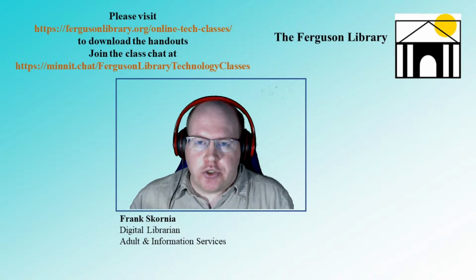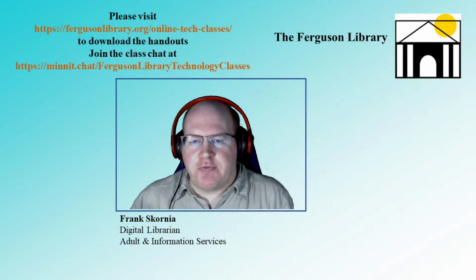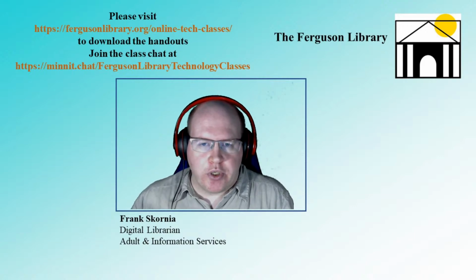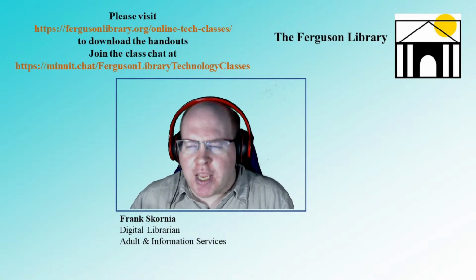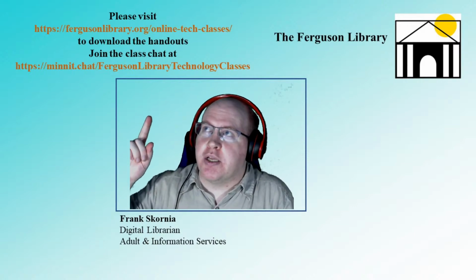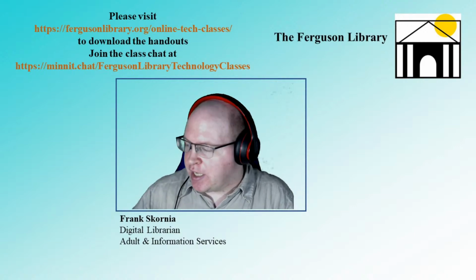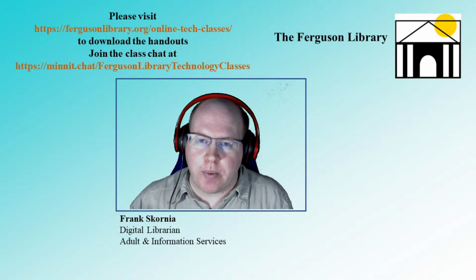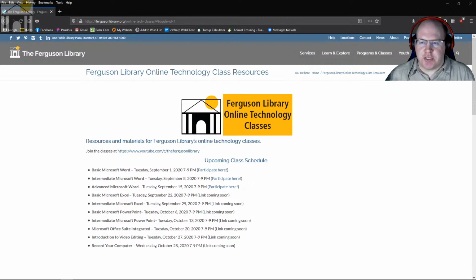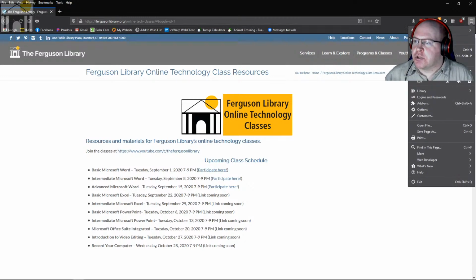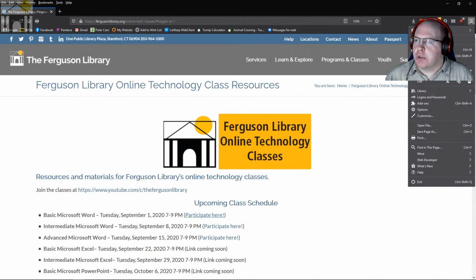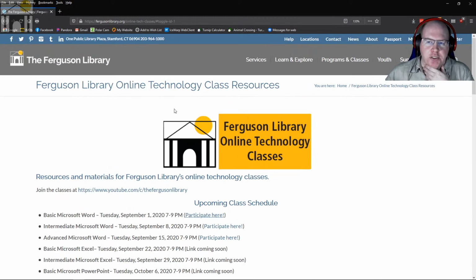The other thing you want to do as you follow along with the class is have Microsoft Word already installed on your computer, and go download the handouts at fergusonlibrary.org/online-tech-classes. If you go to that website, it will take you to this site here. Let me zoom in a bit so it's not so small for all of you. There we go. This is where we have all of the online class resources. You can see we have the link to the channel down here.